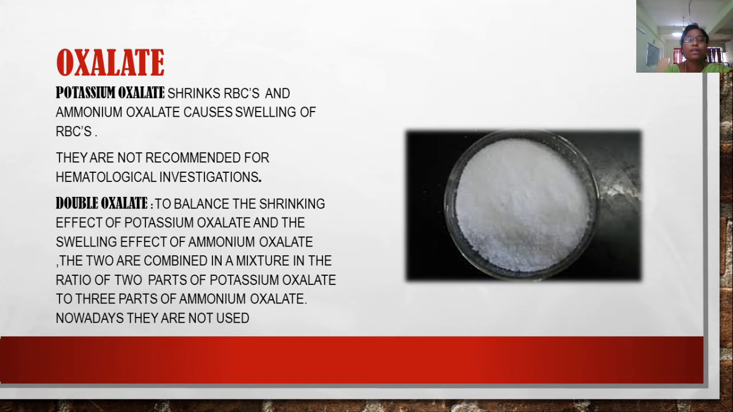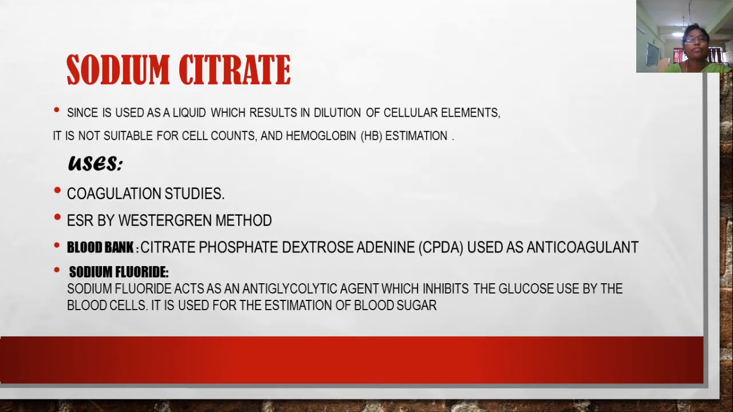That is 2 parts of potassium oxalate and 3 parts of ammonium oxalate. But nowadays this oxalate is not recommended and not used. Then sodium citrate. Since it is used as a liquid, which results in dilution of cellular elements, it is not suitable for cell counts and hemoglobin estimation. Sodium citrate is also an anticoagulant, but it is not used for cell count and hemoglobin estimations.